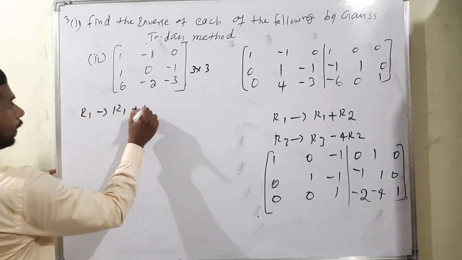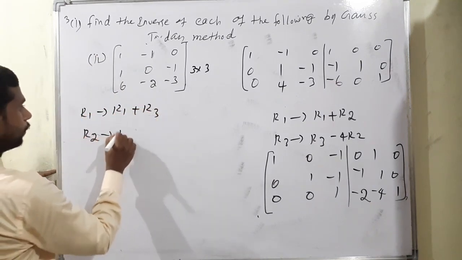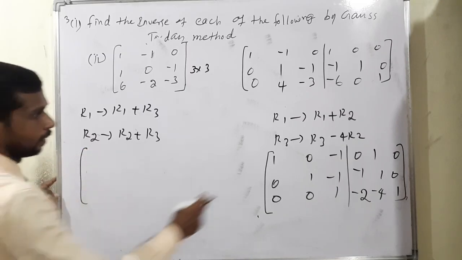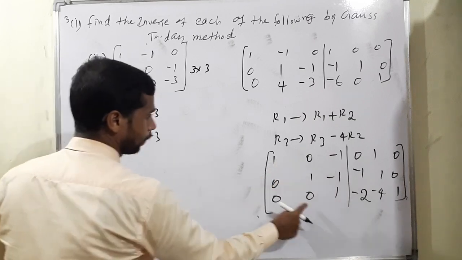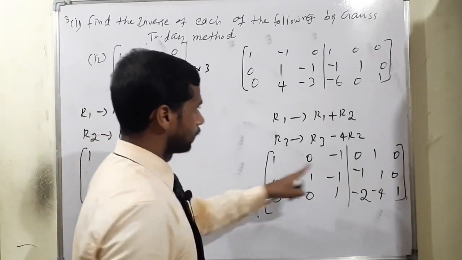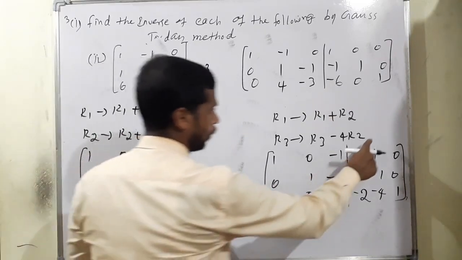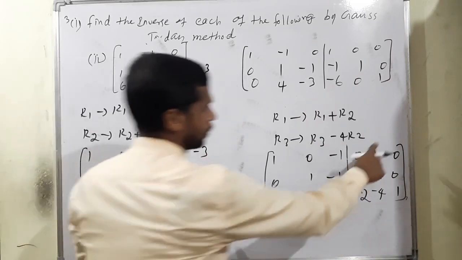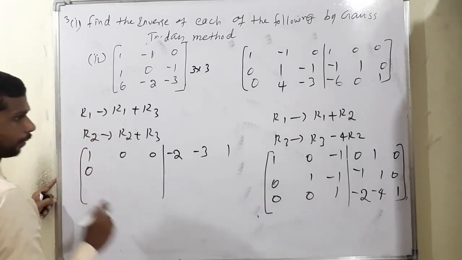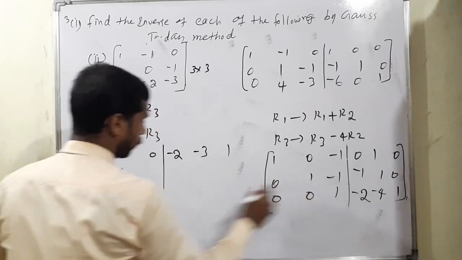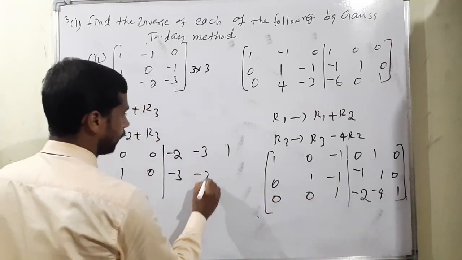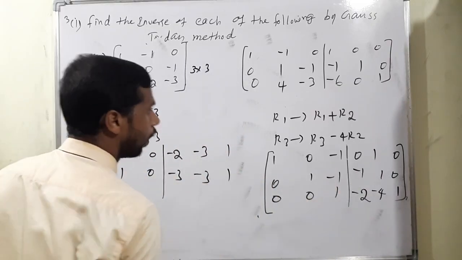Therefore R1 gives R1 plus R3. Similarly, R2 gives R2 plus R3. Therefore, R1 plus R3: 1 plus 0, 1; 0 plus 0, 0; minus 1 plus 1, 0. Next one, R1 plus R3: 0 minus 2, minus 2; 1 minus 4, minus 3; 0 plus 1, 1. Then R2 plus R3: 0 plus 0, 0; 1 plus 0, 1; minus 1 plus 1, 0; minus 1 minus 2, minus 3; 1 minus 4, minus 3; 0 plus 1, 1.